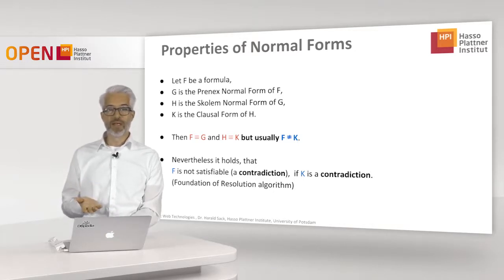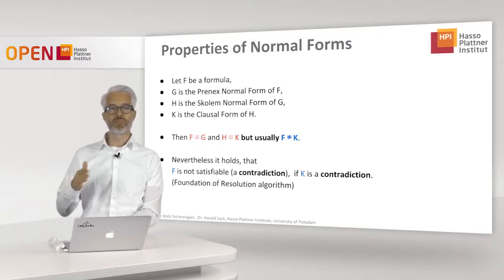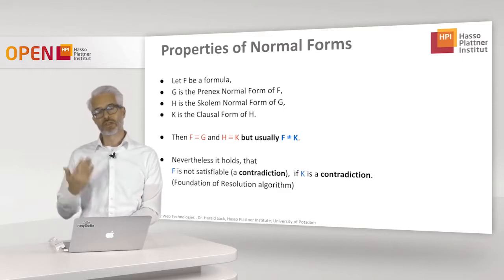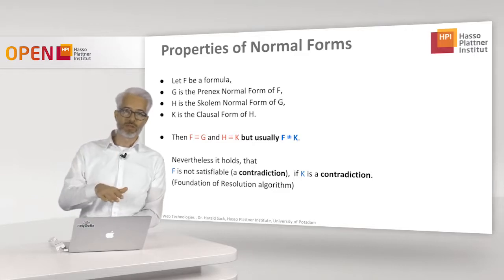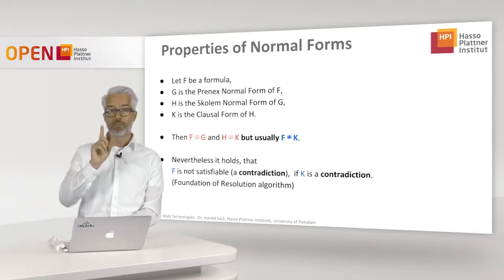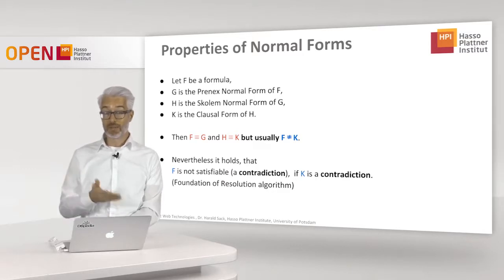then it would hold that f, of course, is equivalent to g, because between the Prenex normal form and the original formula there have only been logical equivalence transformations. Likewise, between the Skolem normal form and the clausal normal form, they are also equivalent because only equivalence transformations took place. But the Prenex normal form and the Skolem normal form are not exactly equivalent expressions. You saw that we simply substituted an existential quantification by one of the variables.